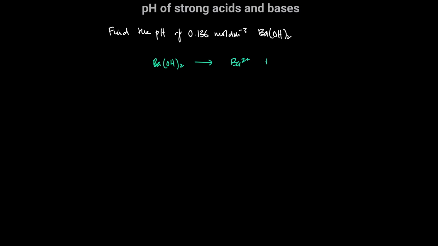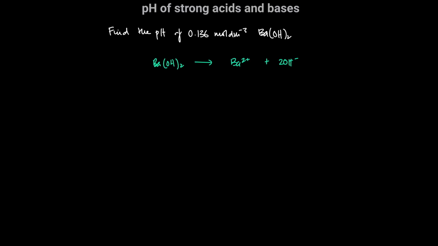The next question that we have here is find the pH of 0.136 moles per decimeter cube barium hydroxide. So over here we have barium hydroxide, which is a strong base. Remember, group 2 hydroxides are strong bases, and it ionizes completely to form an alkaline solution. We have Ba2 plus and 2OH minus.